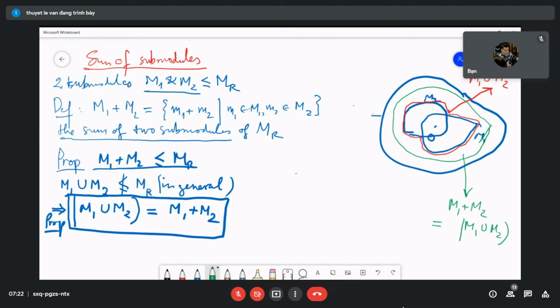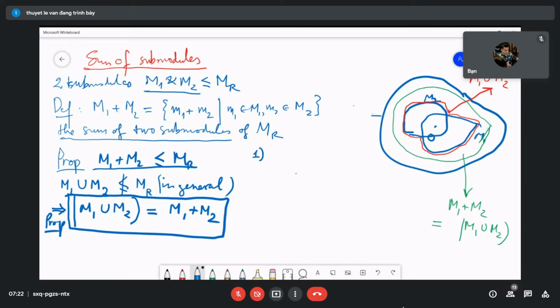I will take an example, and you can see very clearly about it. But first, we would like to prove this. Okay. For proving this, if you want to prove that the generated submodule here is equal to here, you will prove three steps.